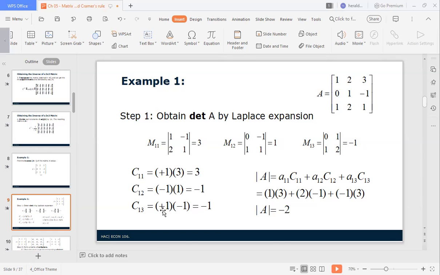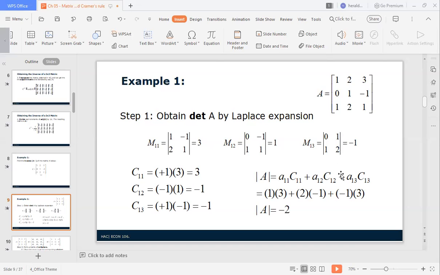So again, these are the signs that I'm talking about. These are the signs for the cofactors. These are your minors right here. Again, these are the signs for your cofactors. These are also your minors right here. You get the product of the two, and then it will be equal to these numbers right here. Okay.